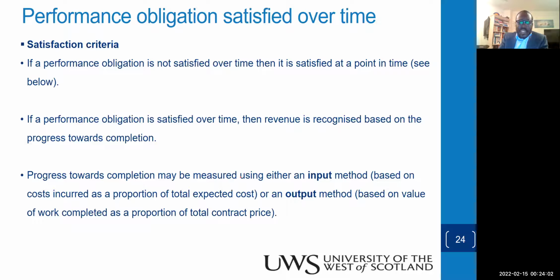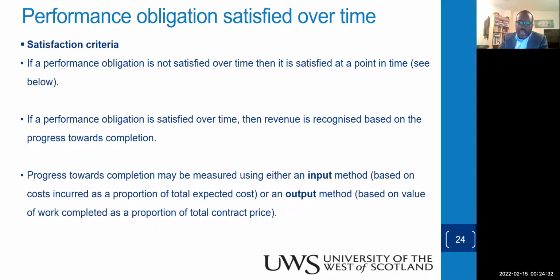Again, under the same satisfaction criteria, if a performance obligation is not satisfied over time, like we said, it means that it is satisfied at a point in time. We'll look at that later. Now, if the performance obligation is satisfied over time, we must recognize revenue based on the progress made. 20% completed, recognize revenue at that stage. 80%, recognize stage by stage. Okay, it makes sense to recognize it that way.